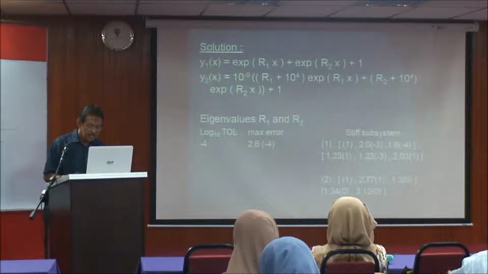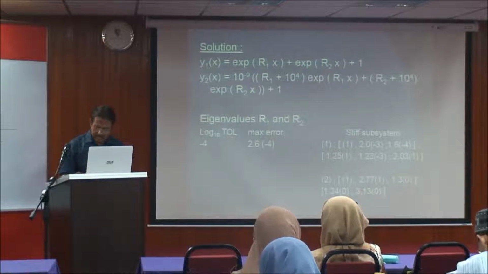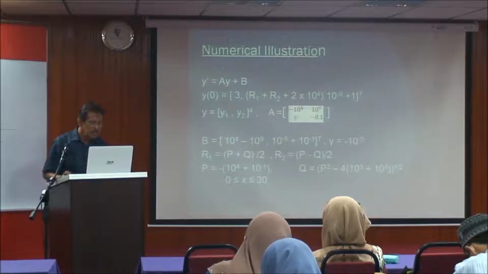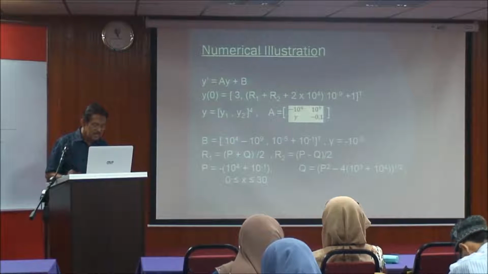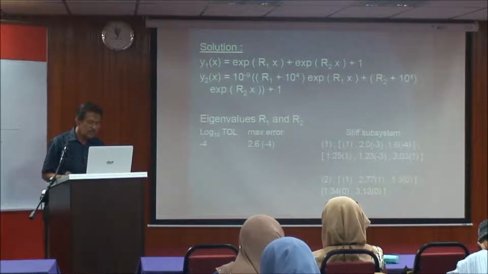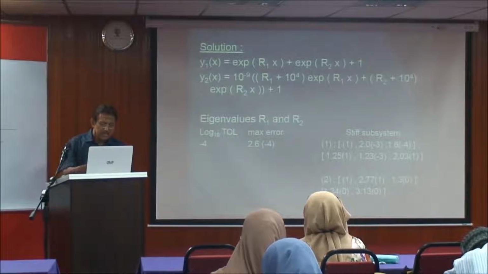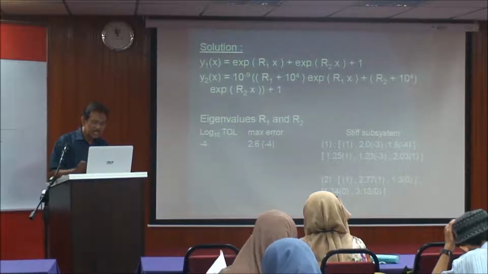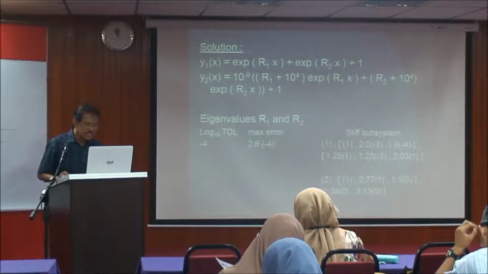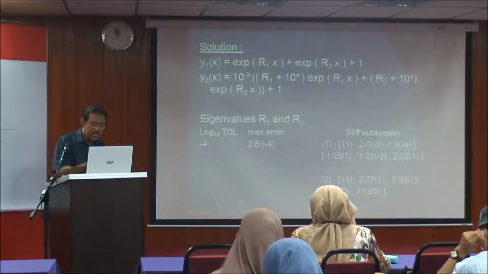Numerical illustration. You have to look at the paper to understand this. This is a linear problem. You solve for x between 0 to 30. These are the two solutions y1 and y2. Eigenvalues r1, r2. R1 and R2 are both real. Now the maximum error for tolerance 10 minus 4 is 2.6 times 10 minus 4. Now the first term here on the stiff subsystem indicates the equation that fails. The first equation fails the error test. So you have a step failure at low order.